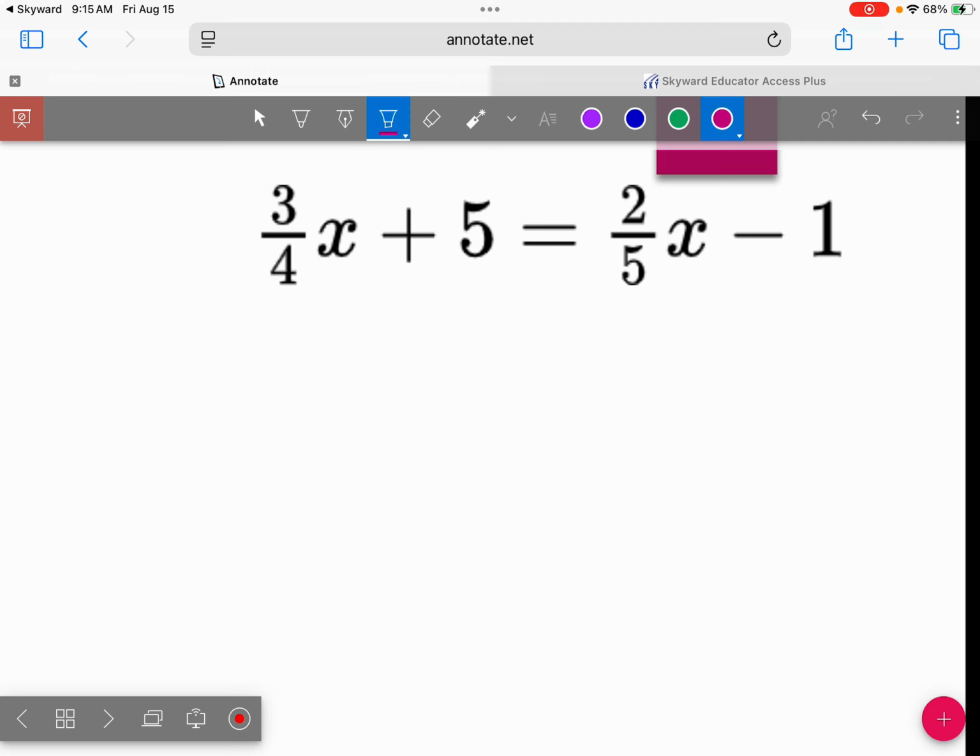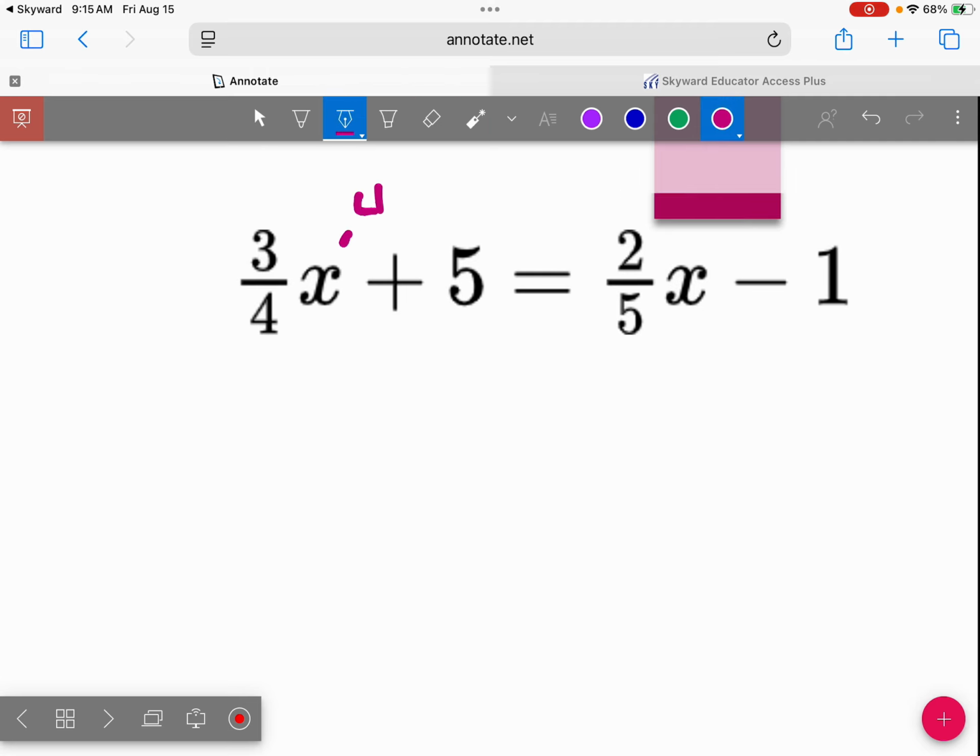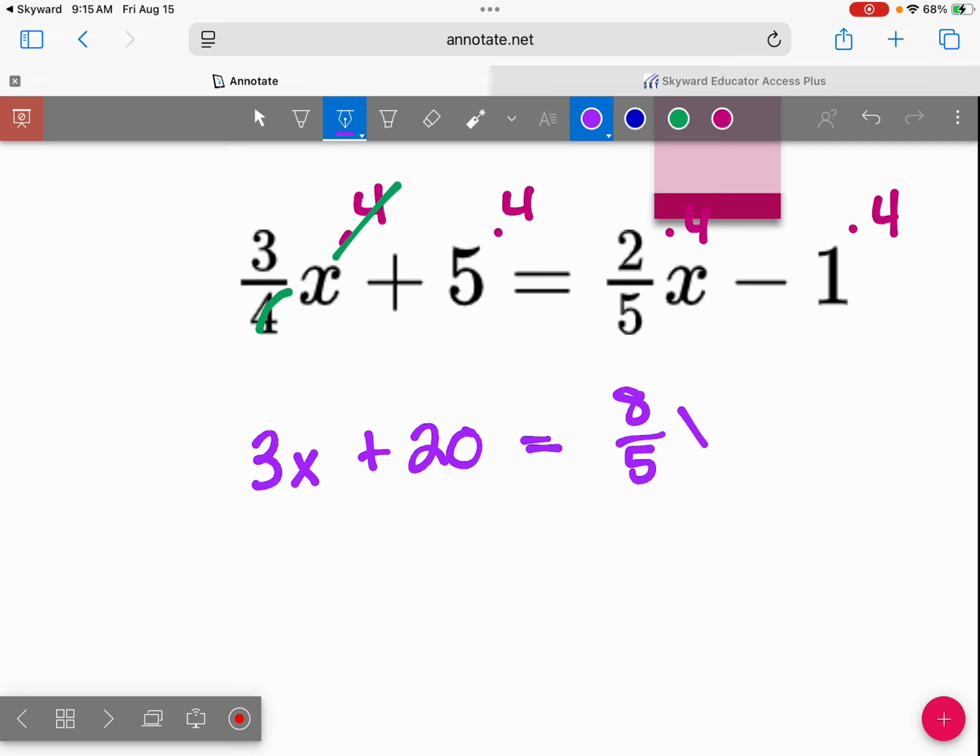Multiply by 4. If I multiply absolutely everybody by 4, that's valid. As long as I do the same thing to both sides, I can do whatever the heck I want. So if I multiply both sides by 4, my 4s are going to cancel out, so we're left with 3x plus 20 equals 2 times 4 gives us 8/5 x minus 4. And I got rid of one of my fractions. Yay! Now I can get rid of the 5th in the exact same way. So you can do them in 2 chunks like this.